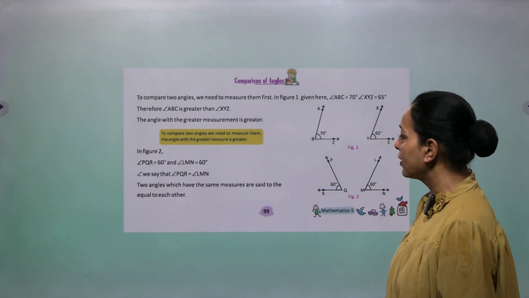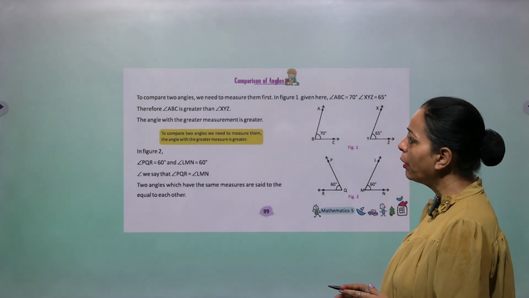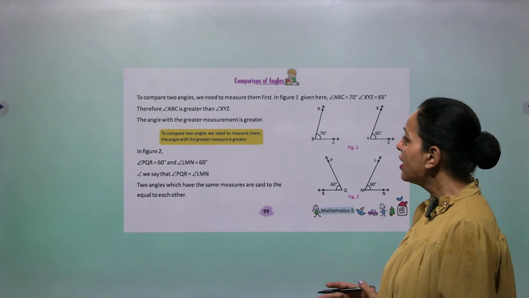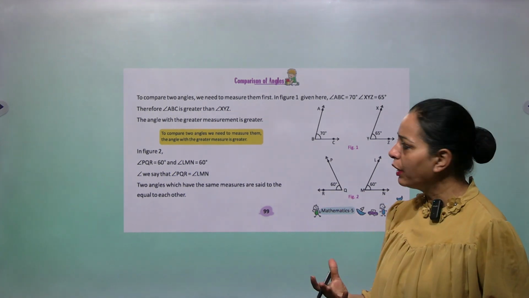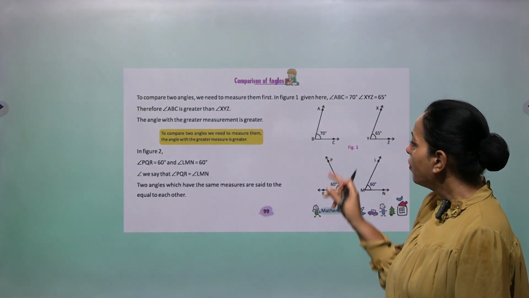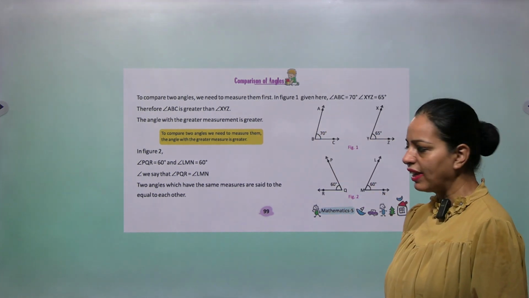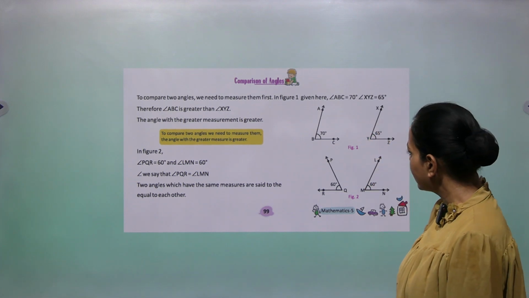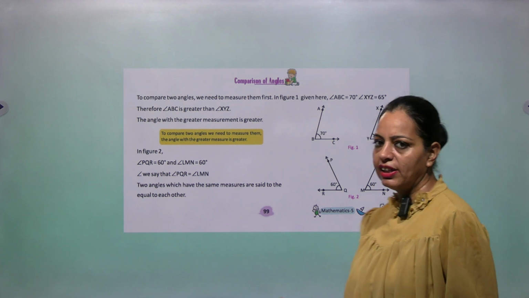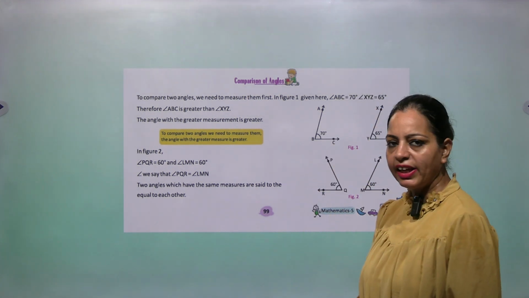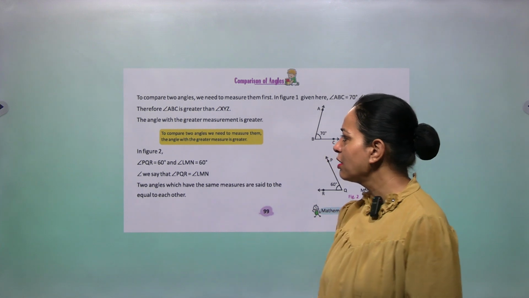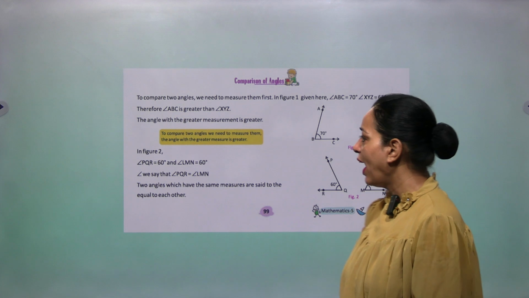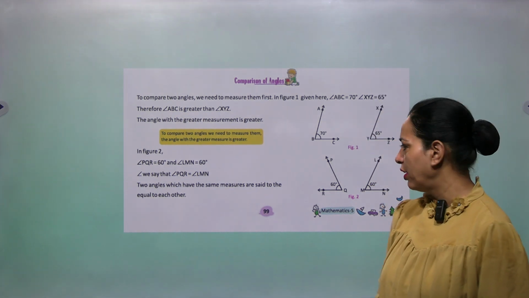Now comparison of angles. Now we are comparing angles. To compare two angles, we need to measure them first. हम उन दोनों को measure करेंगे first and then we will check which one is bigger. Like here, figure 1 is given. One angle is given, angle ABC, that is 70 degree, and one angle is XYZ, that is 65 degree. So which angle is bigger? Of course 70 degree. So the angle with the greater measurement is greater. So to compare two angles, we need to measure them. The angle with the greater measure is greater.